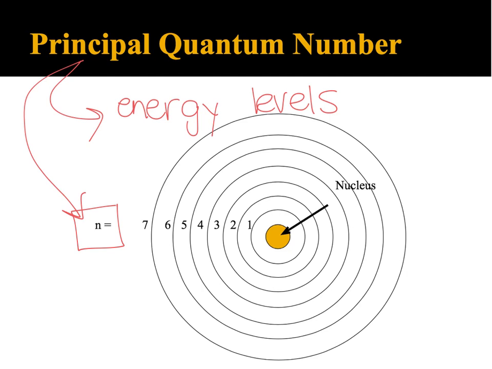The highest number of energy levels that an element can have is 7. So anytime we draw a Bohr diagram, we're never going to draw one with more than 7 rings. There are no elements out there with more than 7 rings. So all we've effectively done just now on this slide is rename energy levels and tell you that we call them the principal quantum number.